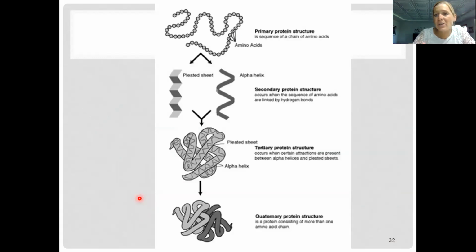Again, we talked about this in the process of denaturation. I've got this strand of beads that's all kind of smushed together, and I need to unravel that strand so that we can see those primary structures, so that each of those chemical bonds are available for those enzymes to go ahead and get to work on.